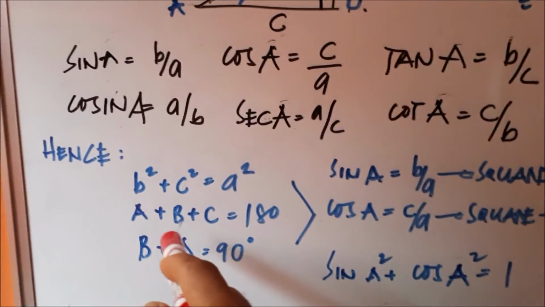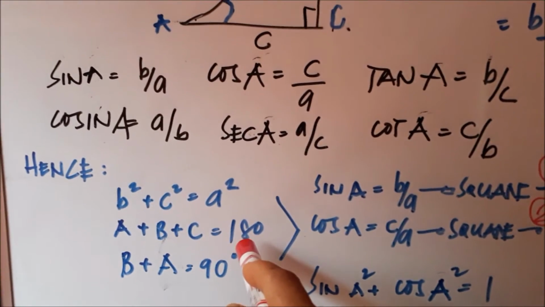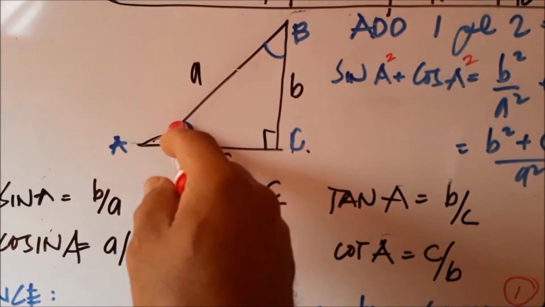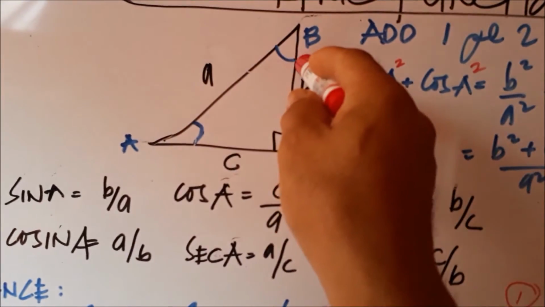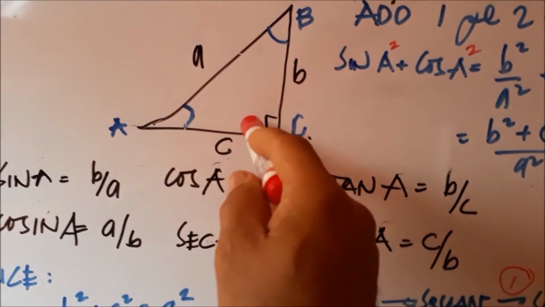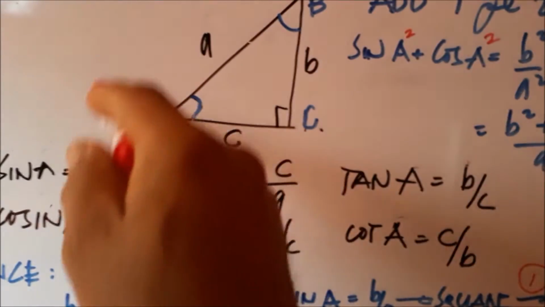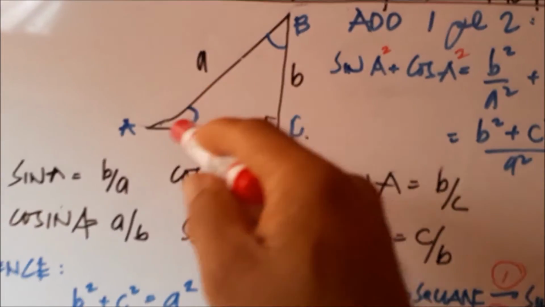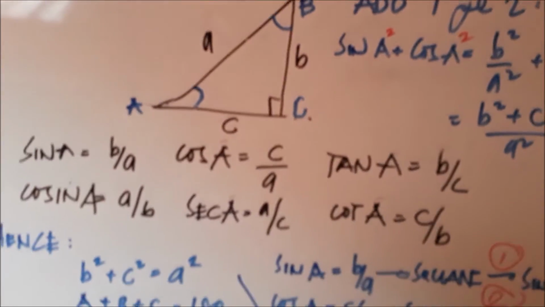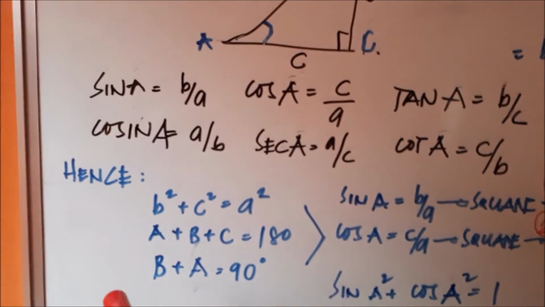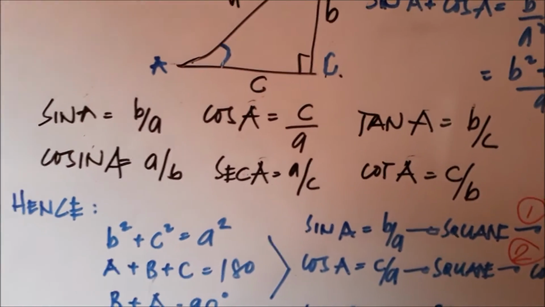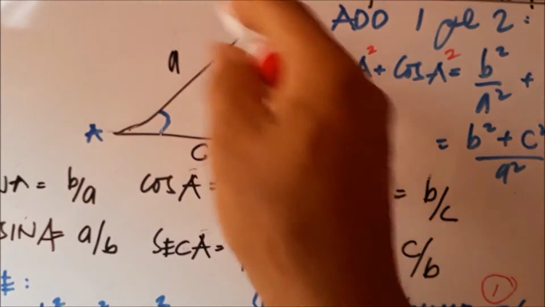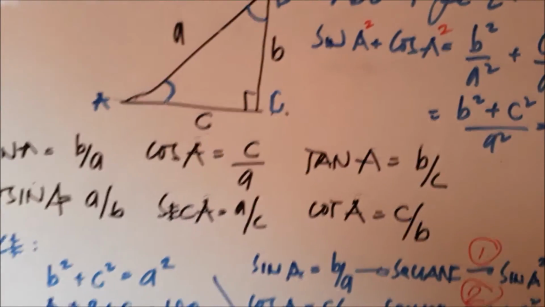We have A plus B plus C equals 180 degrees. This one is 90 degrees, so the sum of A and B is also 90. We have 180 degrees representing the triangle A, B, and C. The summation of the angles is equal to 180, and A plus B equals 90.